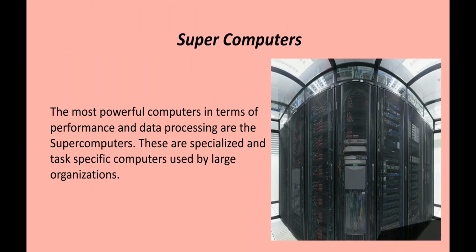Next one is the supercomputer. That is the most super of all the computers. Means this is the biggest computer, right? So the most powerful computers in terms of performance and data processing are the supercomputers. These are specialized and task specific computers used by large organizations. These computers are used for many applications, such as weather forecasting, scientific calculation, satellite control.